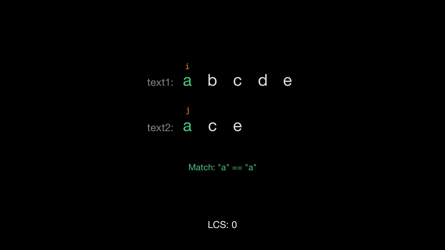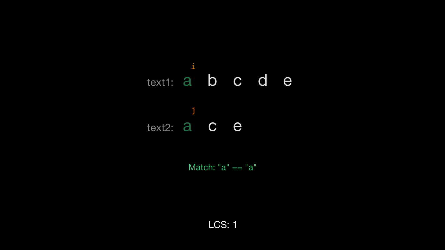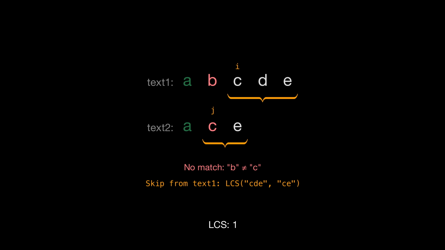So moving forward, we can consider the longest common subsequence up to the first position for text1 and text2 to be 1. And now we just need to find the longest common subsequence of the remaining characters in both strings, plus 1. So if we shift i and j forward, we end up comparing B in text1 to C in text2, and we can see that they don't match. So we have two options we can choose from here. We can either skip B from text1 and compare CDE with CE, or we can skip C from text2 and compare BCDE with just E. And whichever of these two gives us the longer result is going to be our answer.